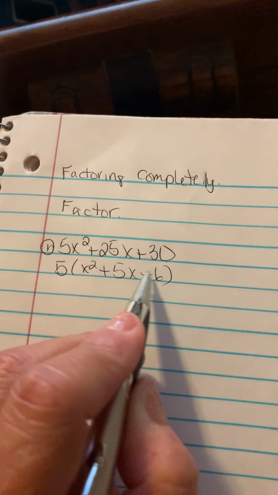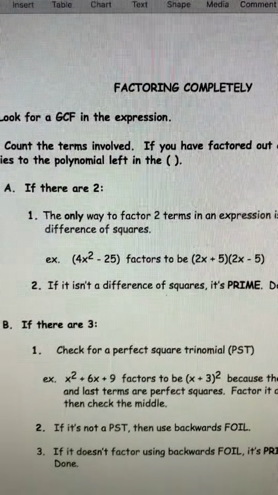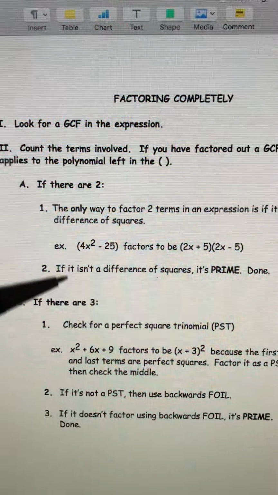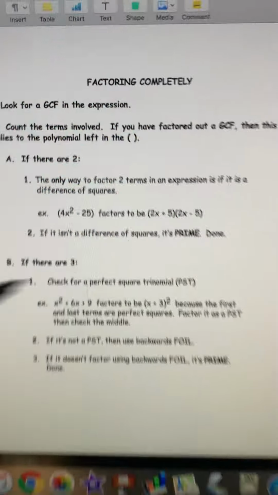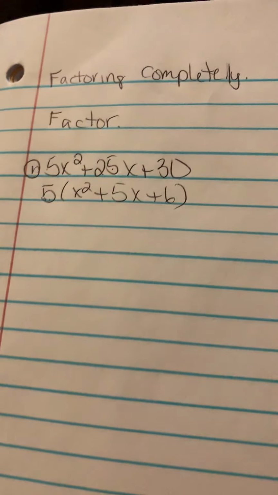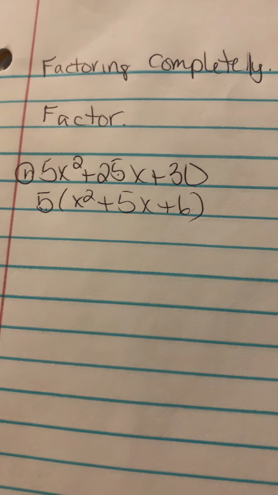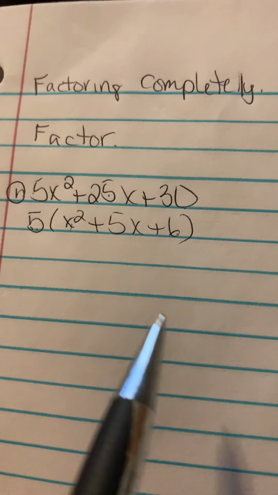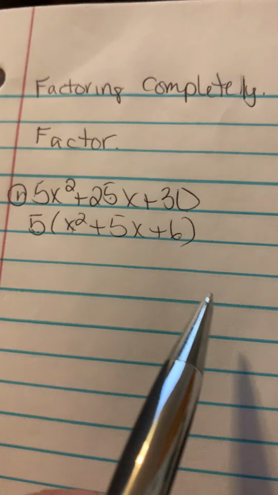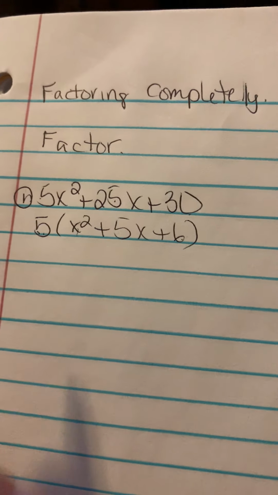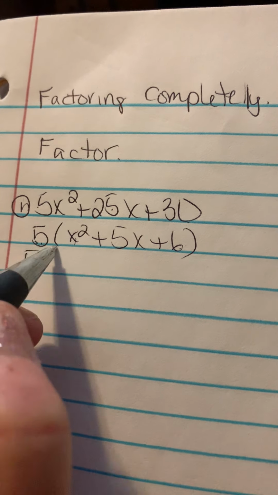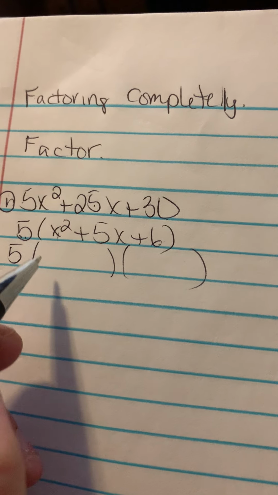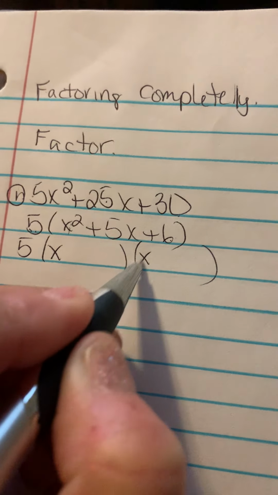After I take it out, I look in the parentheses, and it says, after you take it out, count the terms. If there are 3, check for a PST. Sorry, I don't mean to be making you seasick here. I hope I'm not, but I'm going to be going back and forth. Well, that's a perfect square, but that's not. So the handout says, well, okay, maybe it's not a perfect square trinomial, but can we use FOIL? So we're going to bring down this 5 because that's part of the factoring, but we're going to see, does FOIL work? And I would be able to split up the x's.